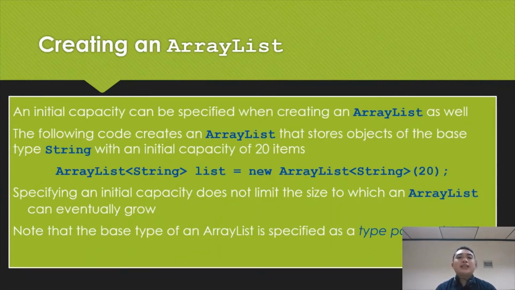An initial capacity can be specified when creating an ArrayList as well. It can have no capacity specified, or it can have an initial capacity, but take note that an ArrayList can grow and it can also shrink. This is an example you can read if you want to.